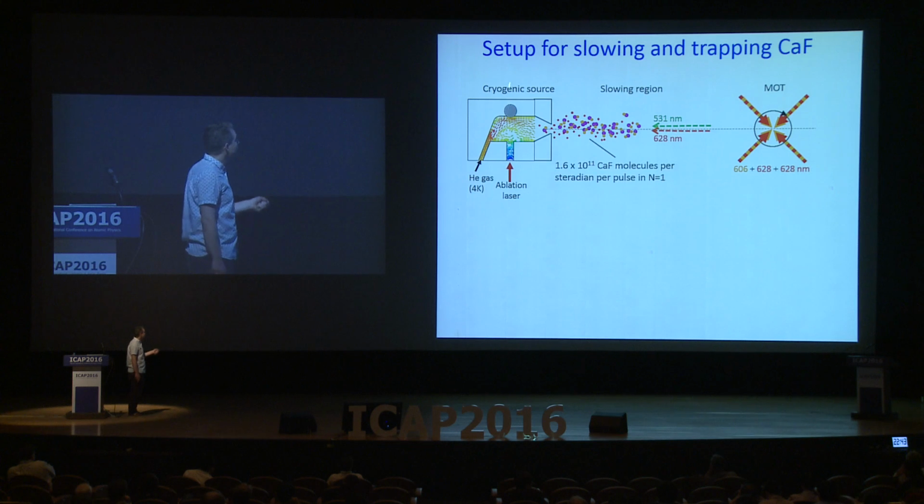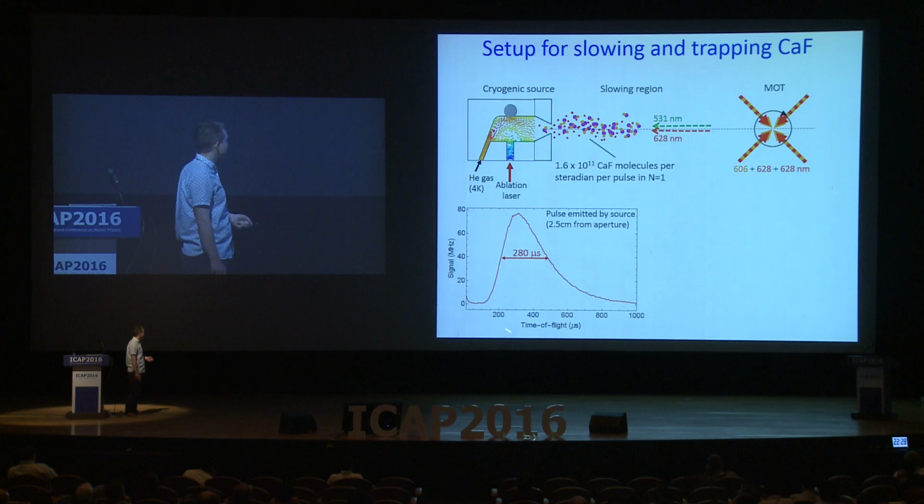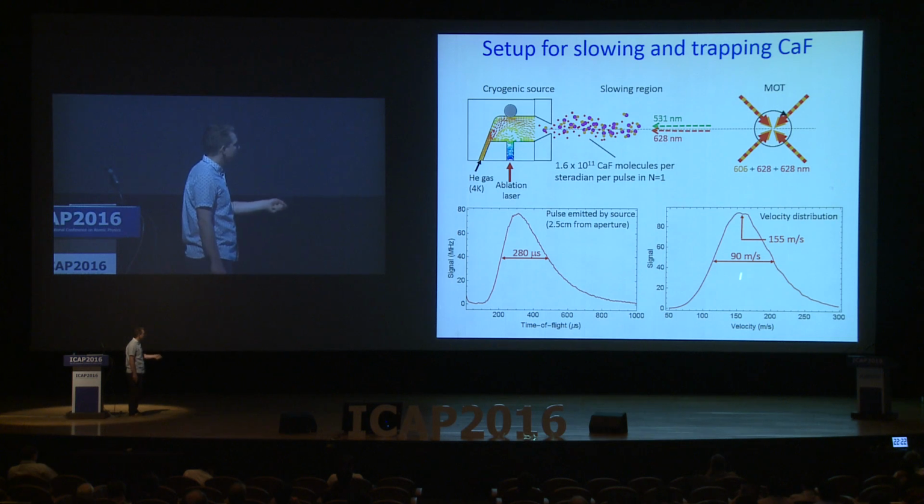So we make these calcium fluoride molecules by laser ablation of a solid target into a flow of helium gas at 4 Kelvin. This produces a pulsed beam of calcium fluoride. The pulses are quite short. They come out at 280 microseconds duration. And the velocity distribution looks like this. It's typically centered around 150 meters per second, and it's about 90 meters per second wide.